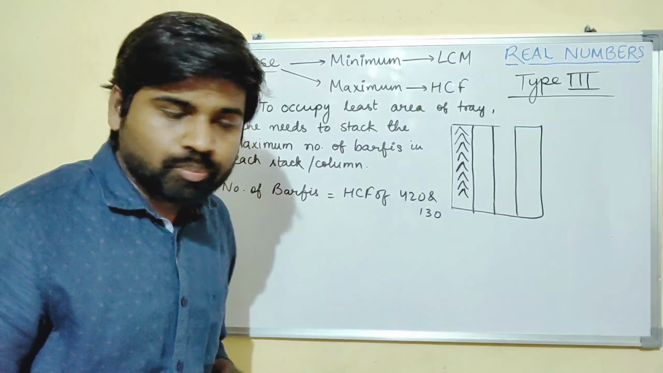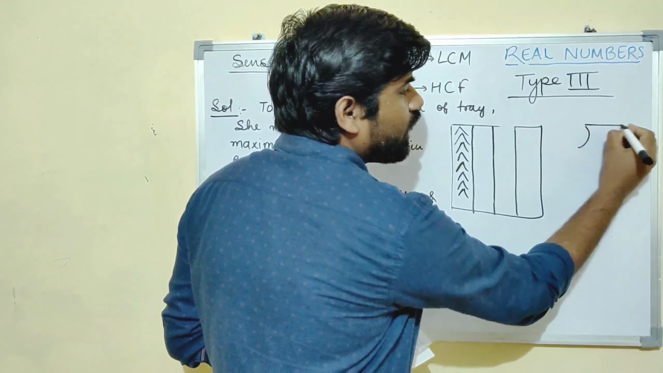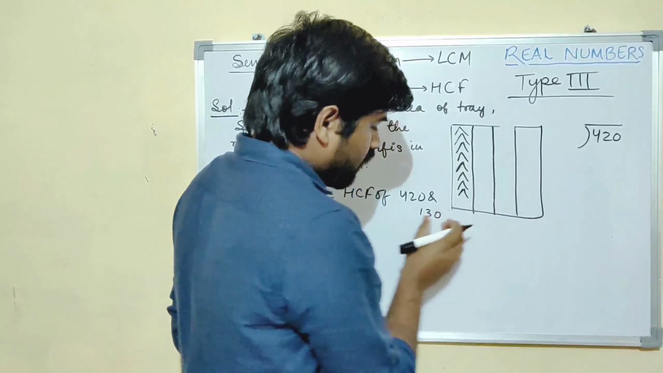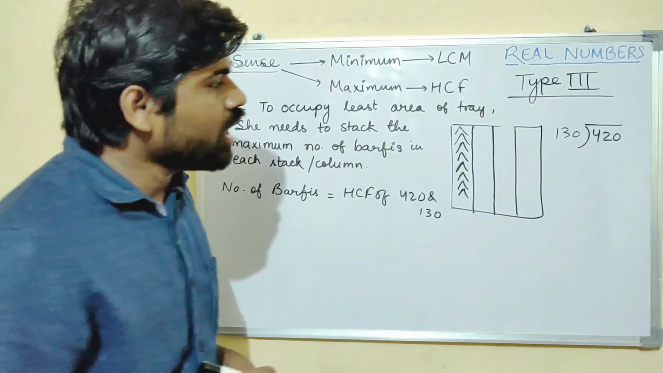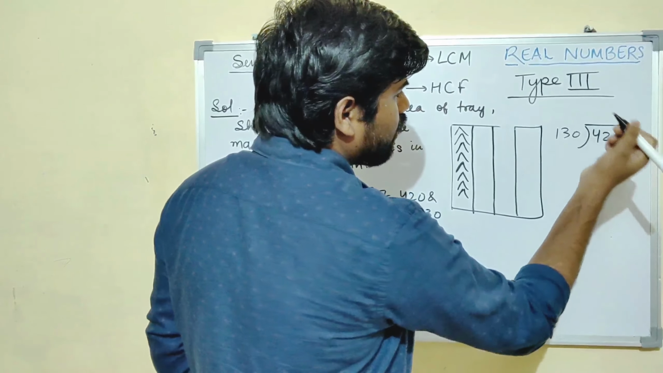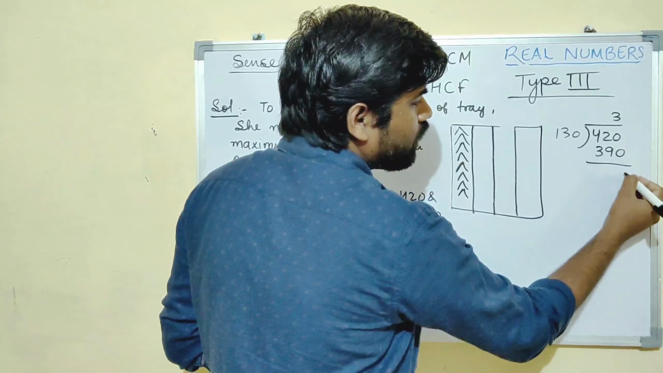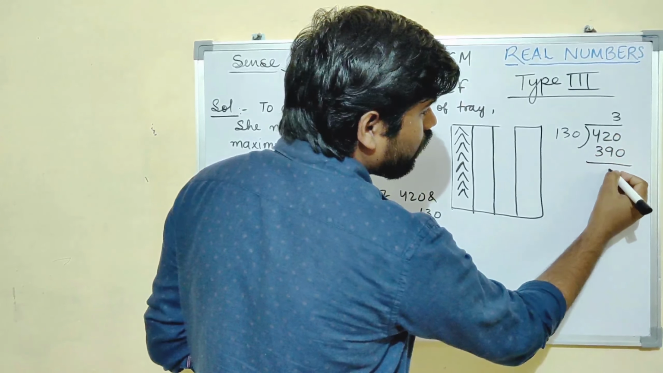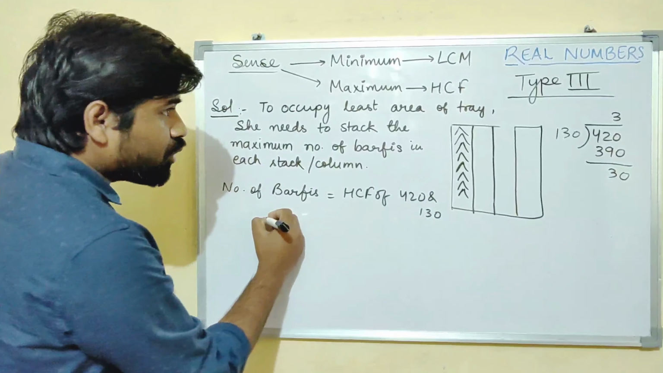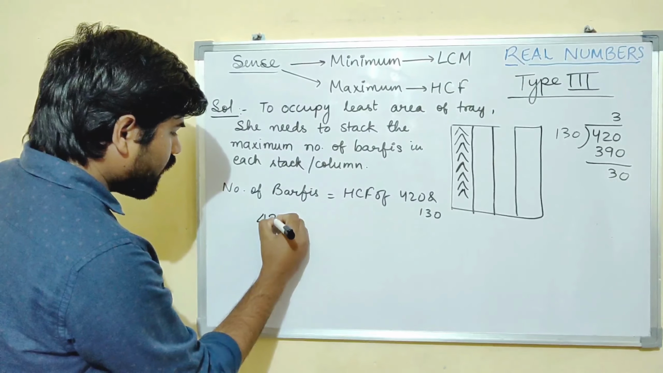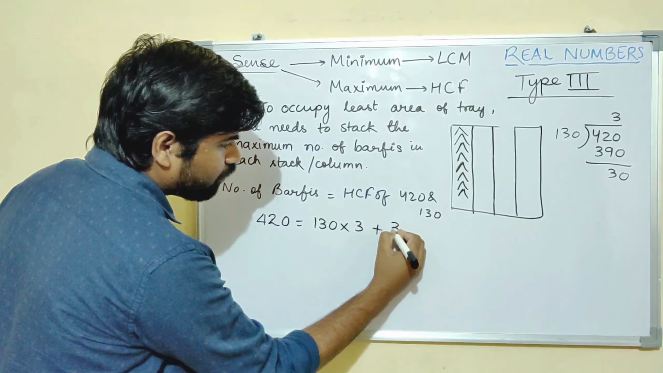Now what did I tell you? Take the larger of the two numbers as your dividend. You will take 420 as your dividend and the smaller number will be your divisor. Now let us divide it. 13 times 3 is 39. 13 fours are 52. 13 threes are 39. So you will get 0. This is your 30. Now you have to write like this: 420 equals 130 into 3 plus 30.